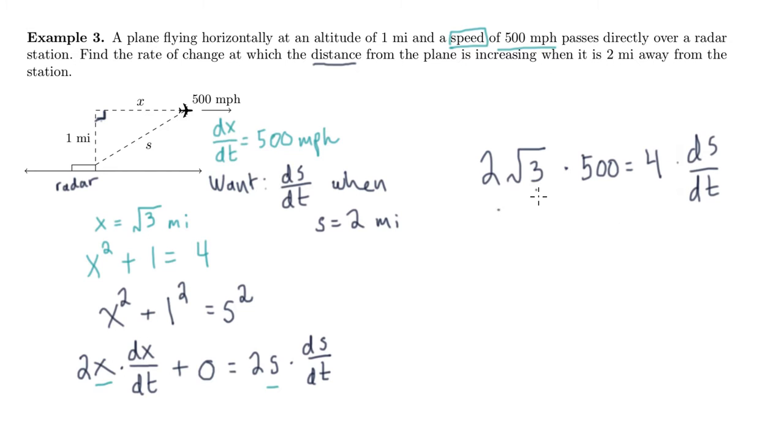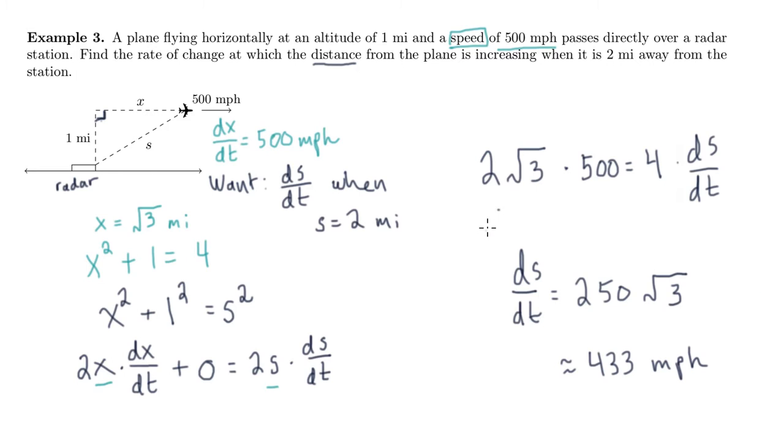Okay, so then we'll just divide by 4. So one factor of 2 from the 4 cancels here. The other one can make this 500 divided by 2, which is 250. So it looks like ds/dt is going to be 250 times the square root of 3. And just in case you want to know, this is approximately 433 miles per hour.